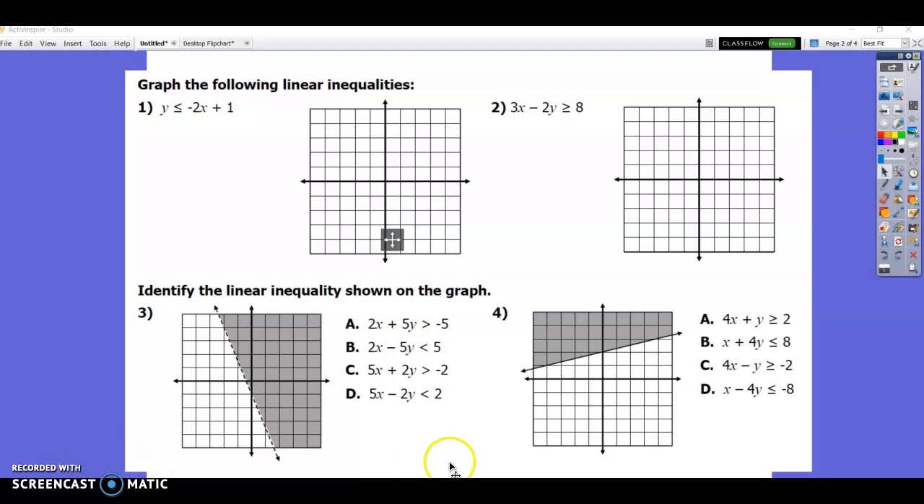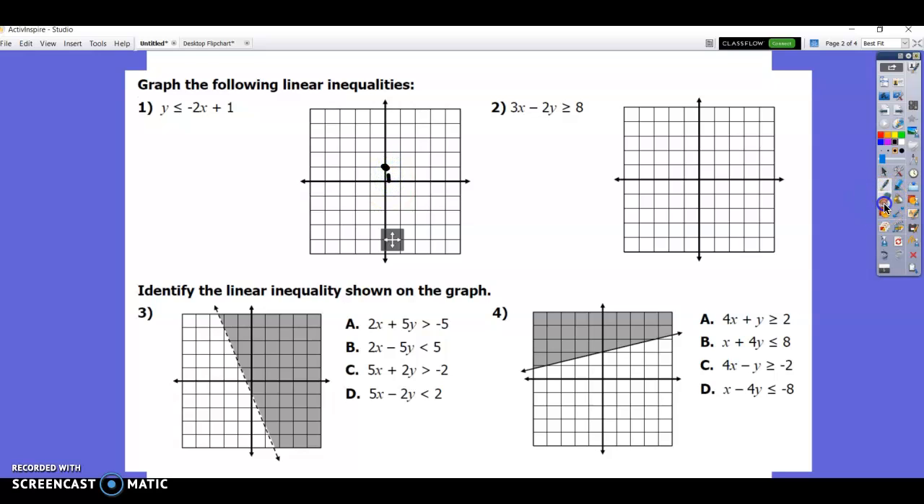We're going to continue looking at linear inequalities, and we're going to move into systems of linear inequalities. Number 1 says, graph the following linear inequality. It's already in slope-intercept form, so we're going to graph this similar to an equation. We're going to start with the y-intercept, which is +1.